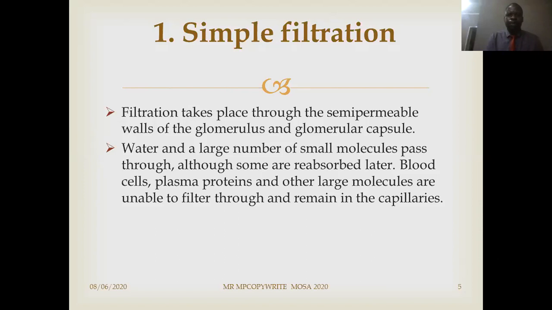So we're saying filtration takes place through the semi-permeable walls of the glomerulus and glomerular capsule. This glomerular capsule has small holes, what we call a semi-permeable membrane. It has small holes which are able to filter out some small blood cells. However, large blood cells cannot pass through the semi-permeable walls of this glomerular capsule.